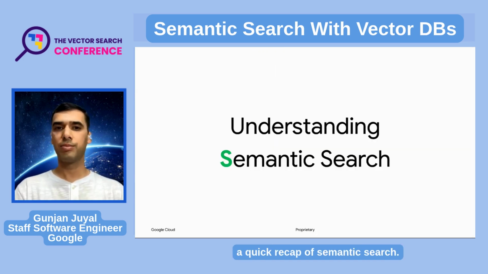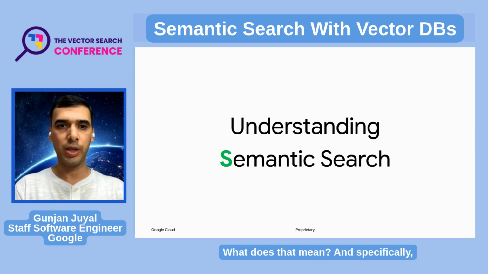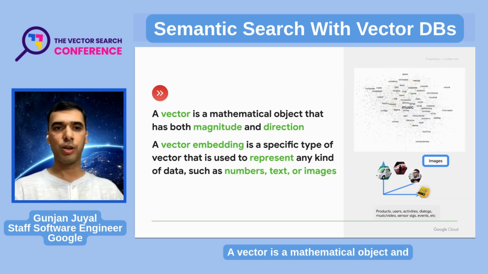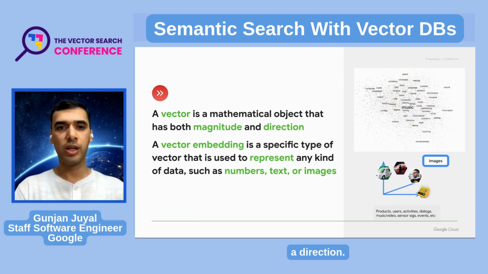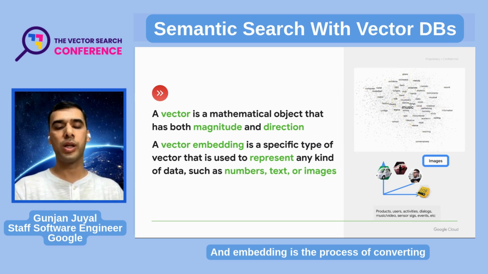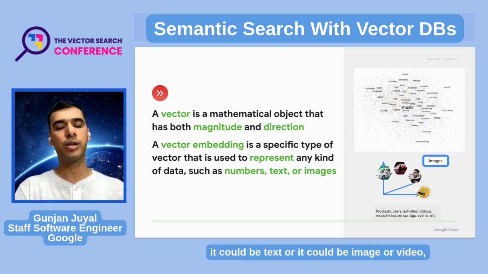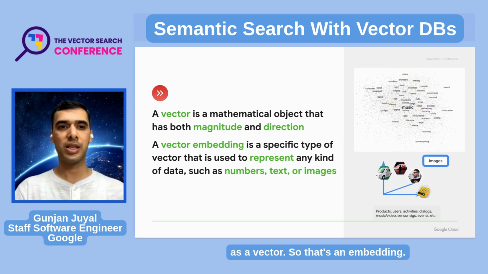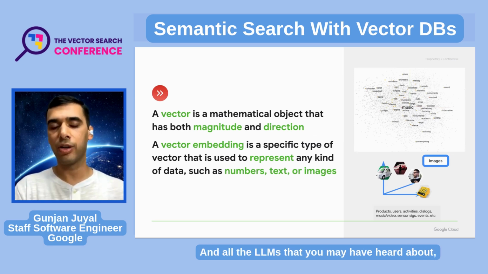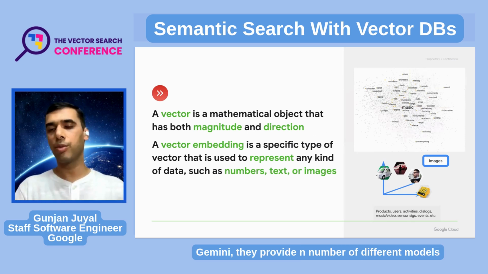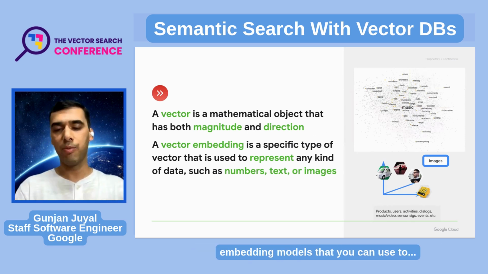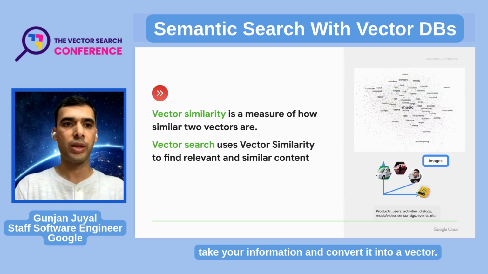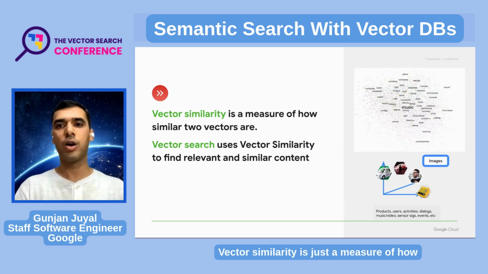So moving ahead, a quick recap of semantic search. What does that mean? And specifically vector search to implement semantic search. A vector is a mathematical object. It has a magnitude and a direction. Embedding is the process of converting a piece of information, it could be text or image or video, into a mathematical form represented as a vector. So that's an embedding. And all the LLMs that you may have heard about, OpenAI, Gemini, they provide any number of different embedding models that you can use to take your information and convert it into a vector. Vector similarity is just a measure of how similar two vectors are.